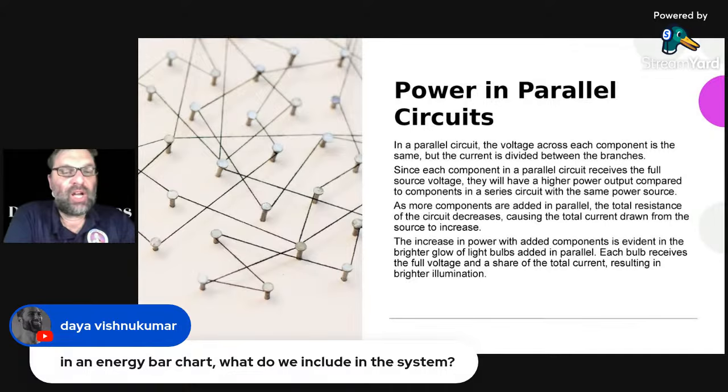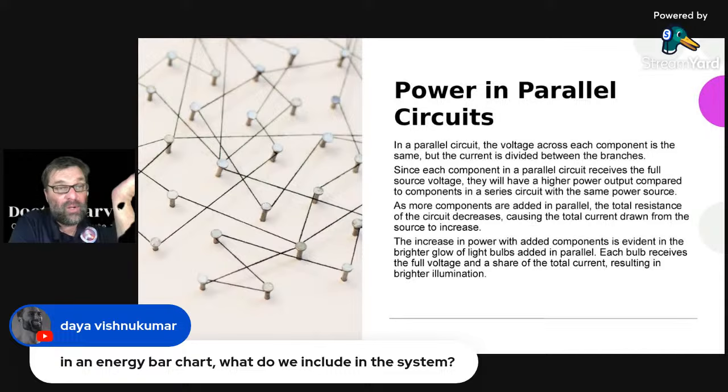In the energy bar chart, what do we include in the system? Well, that's actually up to you because it depends on the system. There's no one firm rule. So, for example, with the apple, it's only the apple. But if you've got a person lifting up the apple, then the person is also going to be in the system because they're providing work to the apple to lift it up to get gravitational energy.